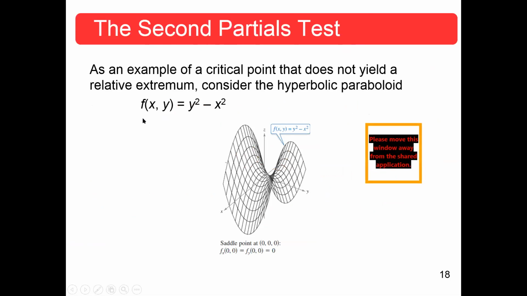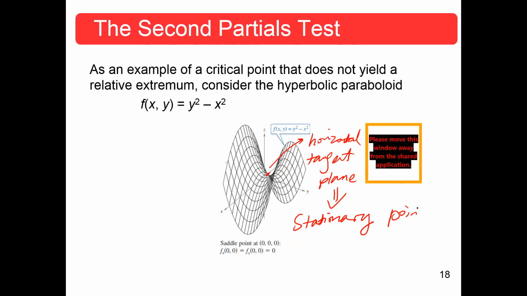So this is a graph of the surface of y squared minus x squared. You can generate those from any computer system. Can you tell there's one point that might have a horizontal tangent plane? Right, right here, it should have a horizontal tangent plane, which means this is a stationary point.